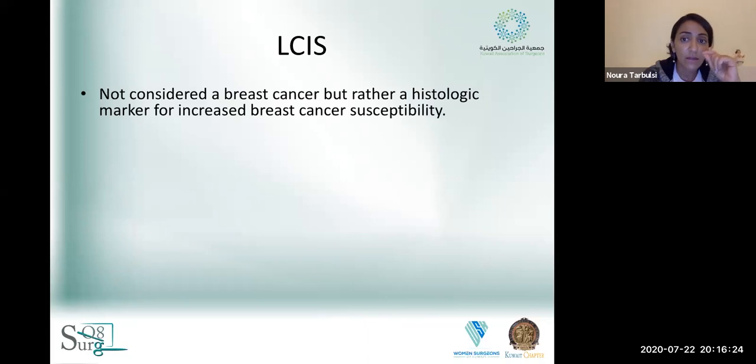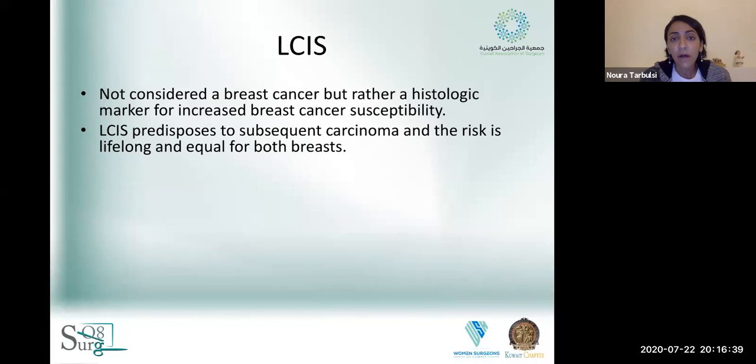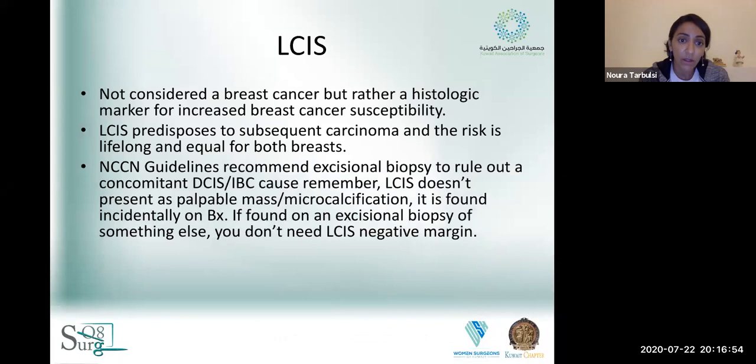So it's not considered a malignancy, nor a pre-malignant condition. It's not like DCIS. The natural history of DCIS is to become invasive cancer. Lobular carcinoma in situ is not the same thing. It's basically a marker that the patient is at a higher risk of subsequent carcinoma in that breast, in that area, elsewhere in that breast, or the contralateral breast. So the risk is for both breasts and it's lifelong.